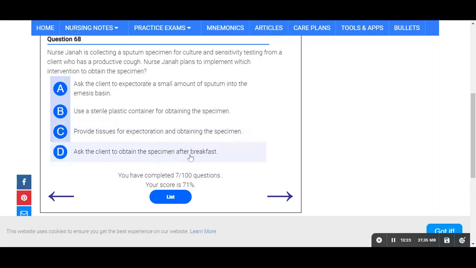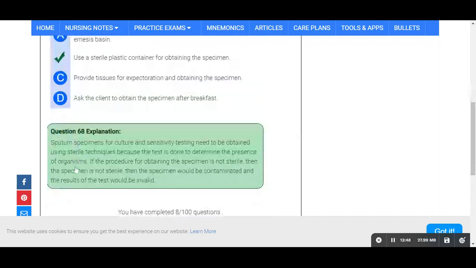Ask the client to obtain the specimen after breakfast. No, don't ask the client after breakfast. Obtain the specimen first thing in the morning when she wakes up. No, you're not going to ask the client to put the sputum into the basin. That is gross. This one, I think, is the answer: use a sterile plastic container for obtaining the specimen, but we'll see. Okay, it is correct, alhamdulillah.